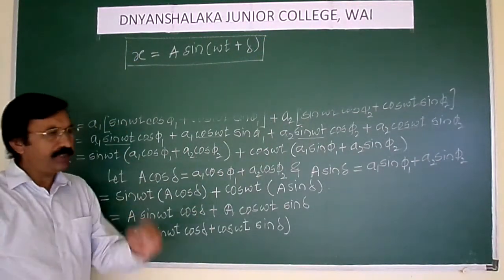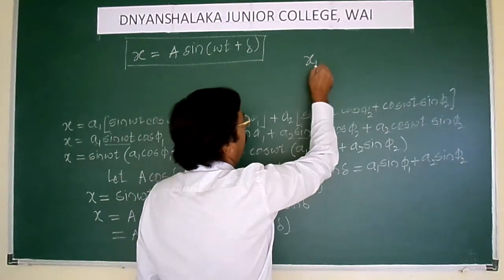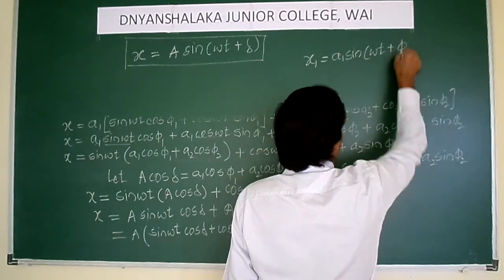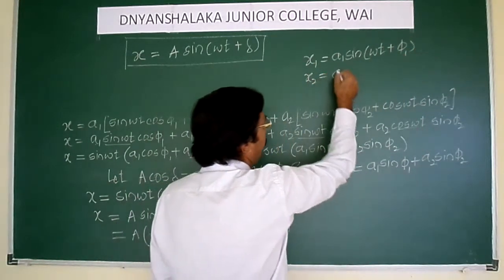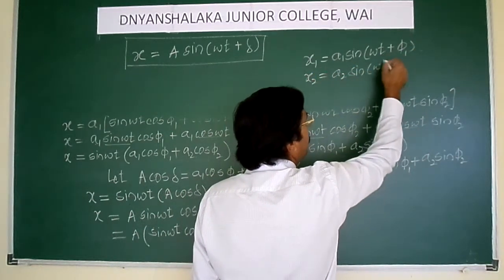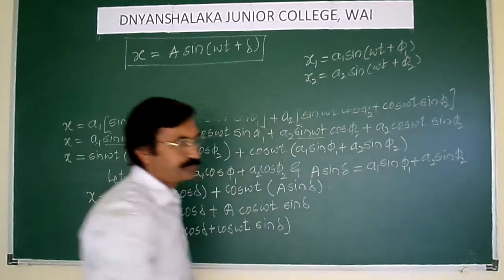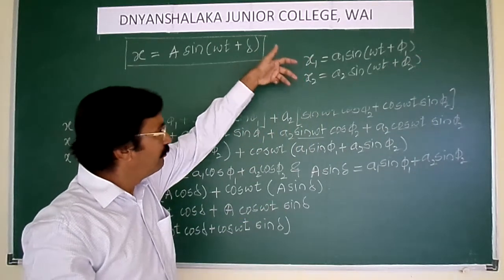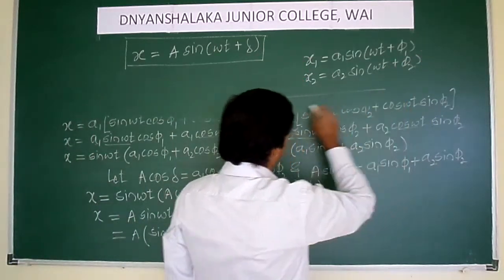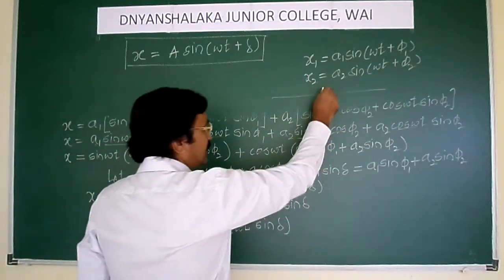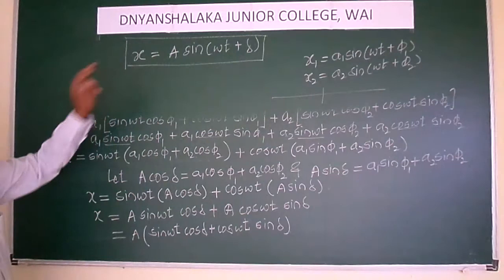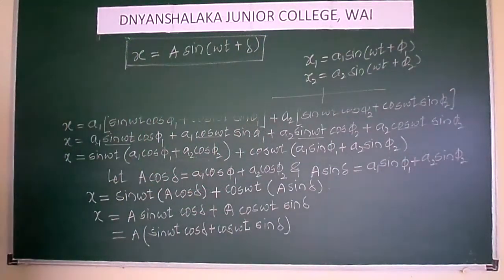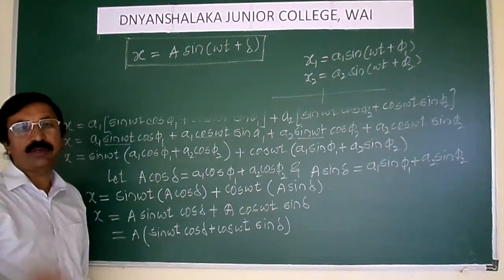So in composition of two SHMs, x1 = A1 sin(ωt + φ1) and x2 = A2 sin(ωt + φ2), for these two SHMs executing on the same path about the same mean position, the resultant displacement is also following the same rule as that of simple harmonic motion.